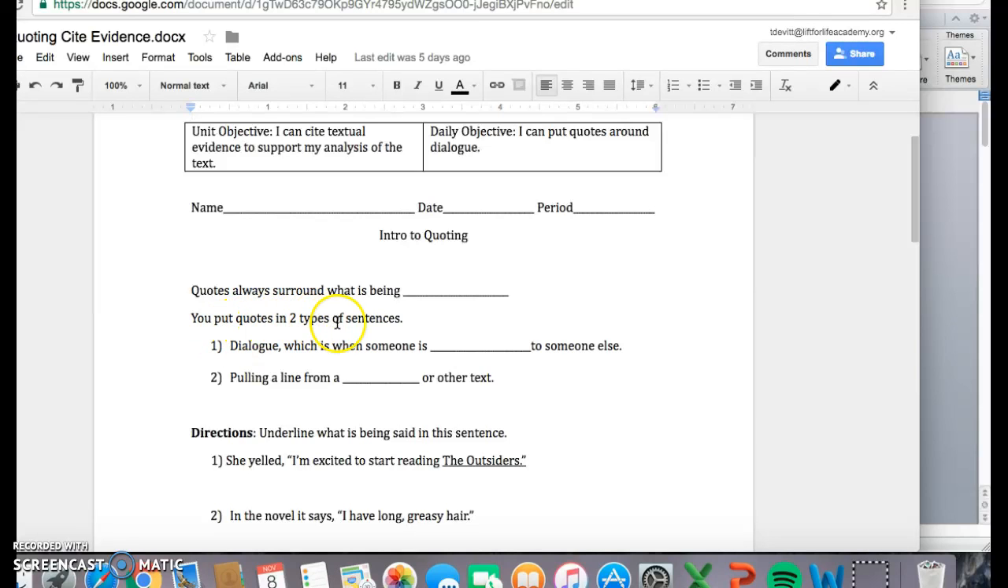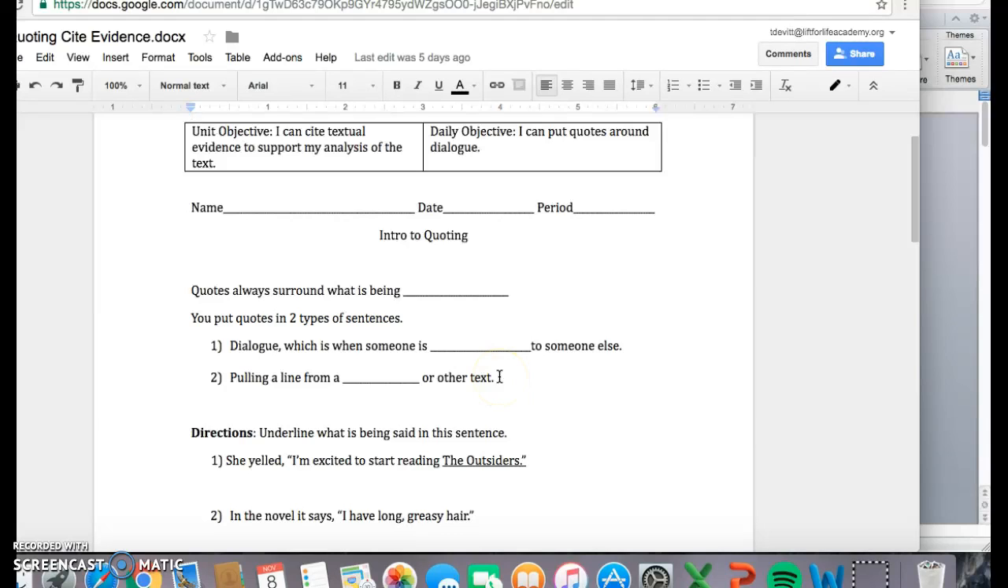There are two types of quoting that you can do for two different types of sentences. The first is dialogue. And like I said, this is when someone is talking to someone else. So this is going to be in books and novels when you have two characters speaking. The second type, which is going to be much more useful to us in this class, is pulling a line from a book or some other text.